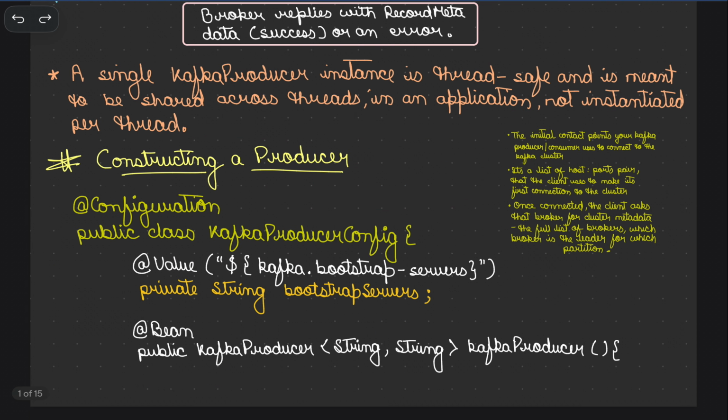Okay. So let's see the first and foremost important step, which is constructing a producer. We'll create a producer by creating a Kafka producer config. The first step is @Value. This is in Spring Boot. So @Value, and we are giving a private String bootstrapServers. What is the use of this bootstrap servers? Why are we declaring this variable?